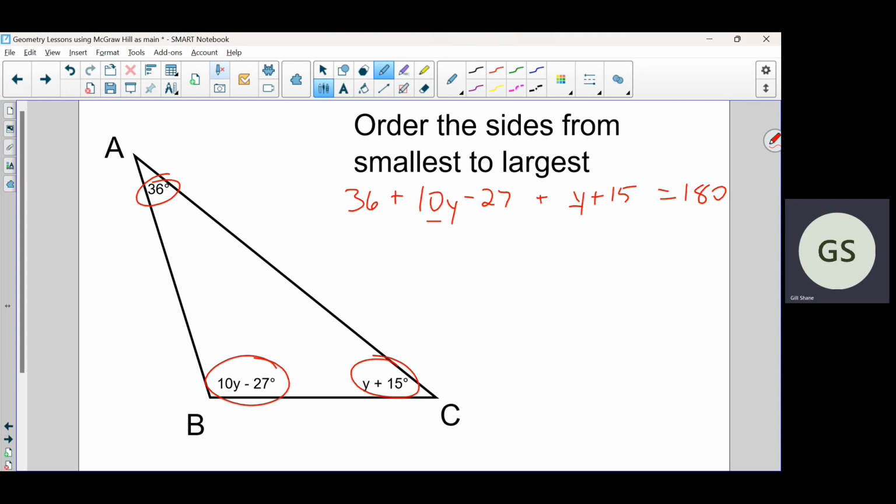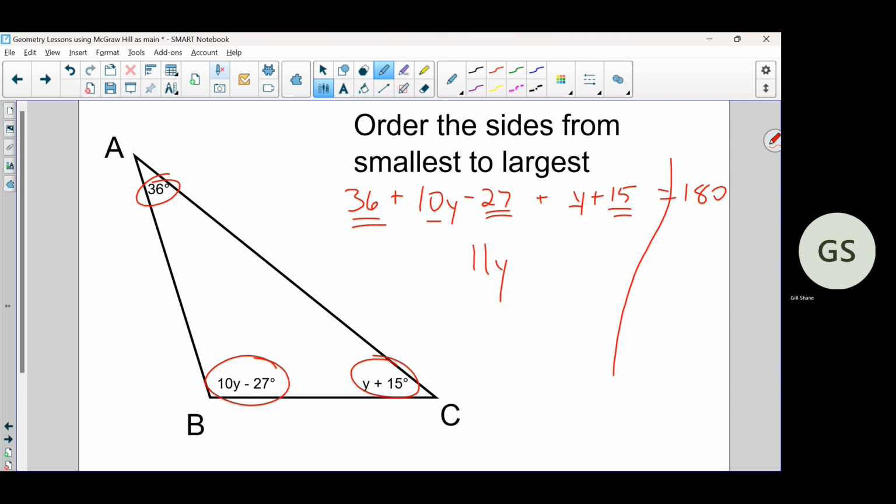So you got to remember, I need to combine like terms. Variables can combine with variables. Things that are only numbers can combine with things that are only numbers. So I would say, well, 10y and then plus another y means I'd have 11y. If I combine those numbers, 36 subtract 27 plus 15 subtract 27. So you should have gotten to that. Didn't, and we can go over that in a minute.